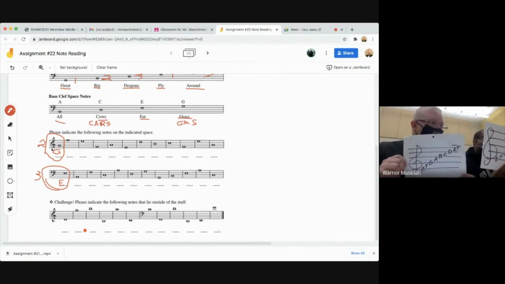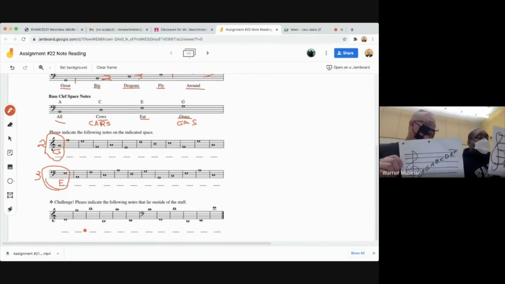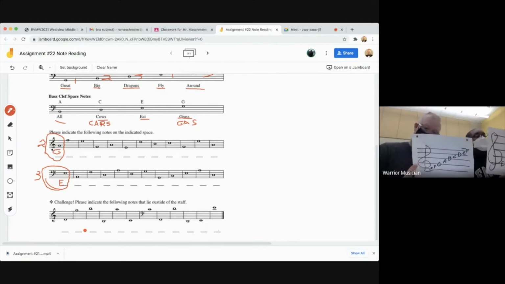Anyone? It's like the pattern of the alphabet. It is the alphabet. Thank you. So as we go upward, up the staff, we are reciting the alphabet, but whenever we get to G, we start over with A, because there's only 7 notes in the musical alphabet. Correct. So whenever we get to G, we start over at A. So E, F, G, A, B, C, D, E, F, G.